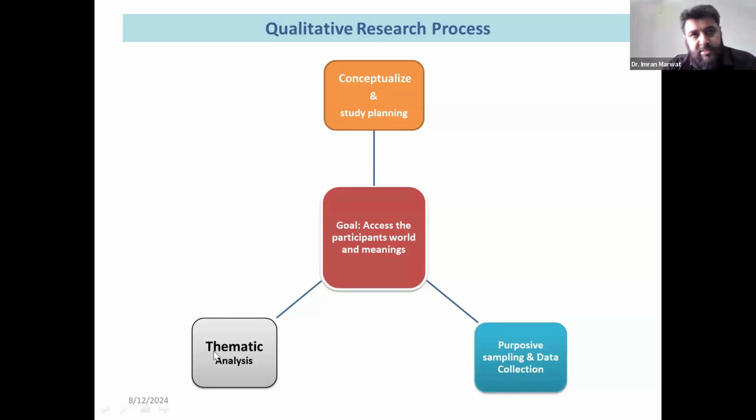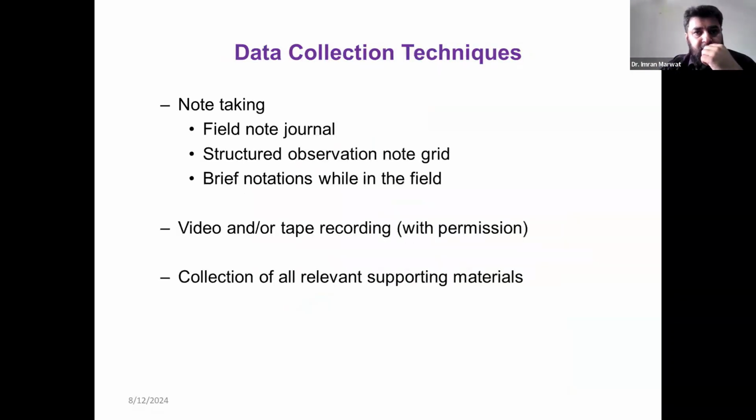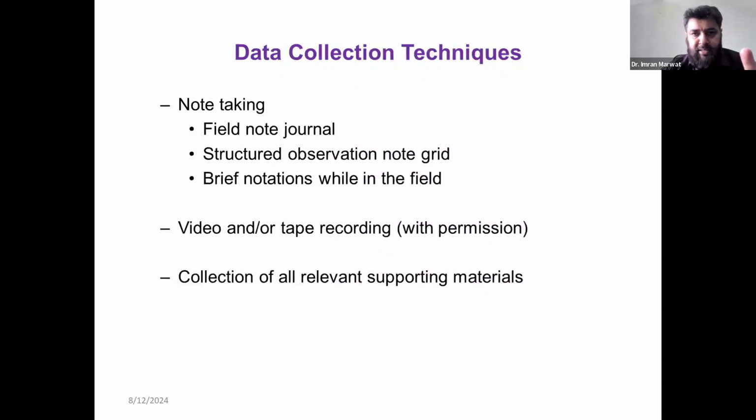In thematic analysis, you have to develop different themes. You have subcategories, categories, and later on themes are developed. And under those themes, you have to describe the results. Now, common qualitative methods are observation, interviews, which I discussed in previous slides, and focus group discussions. Then different data collection techniques. There is a difference between methods and techniques. Methods are either quantitative or qualitative, while the data collection technique is how you are going to collect the data, like note taking, field note journal, structured observation, brief notations while in the field, video and tape recording, etc.